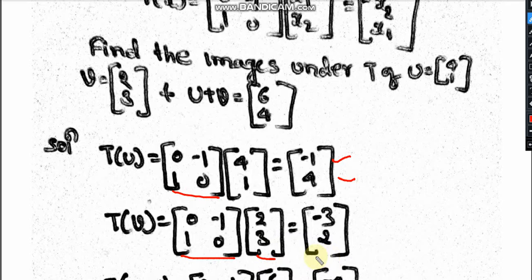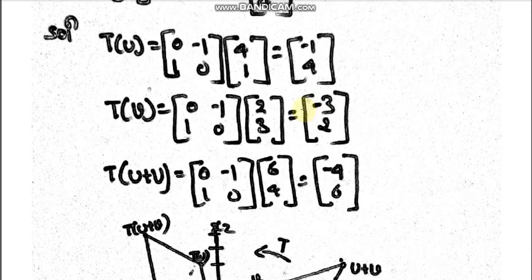So you can see here the rotation matrix. After rotating vector 4, 1, it is transformed to minus 1 and 4, and we have the transformation matrix. This is a rotation matrix. 2, 3 is being transformed to minus 3, 2, and similarly you can apply it for u plus v. You can directly take T of u plus v, or you can just add T of u plus T of v.